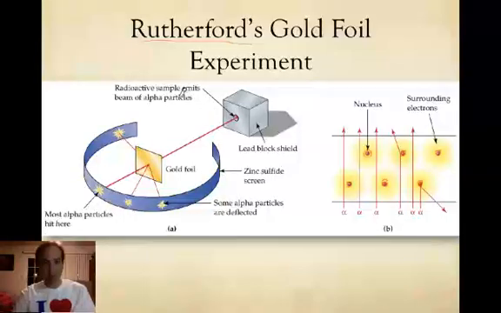So let's talk about Rutherford's experiment. Rutherford's experiment used something called an alpha particle gun. Alpha particles are these tiny little particles, and they have a positive charge.